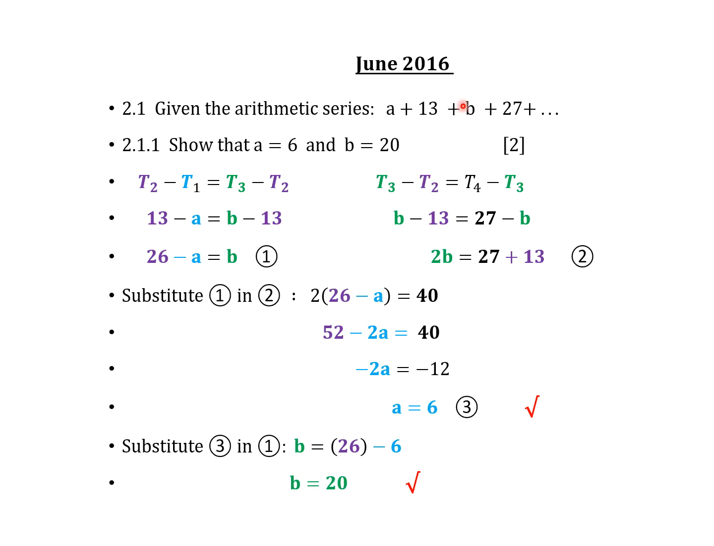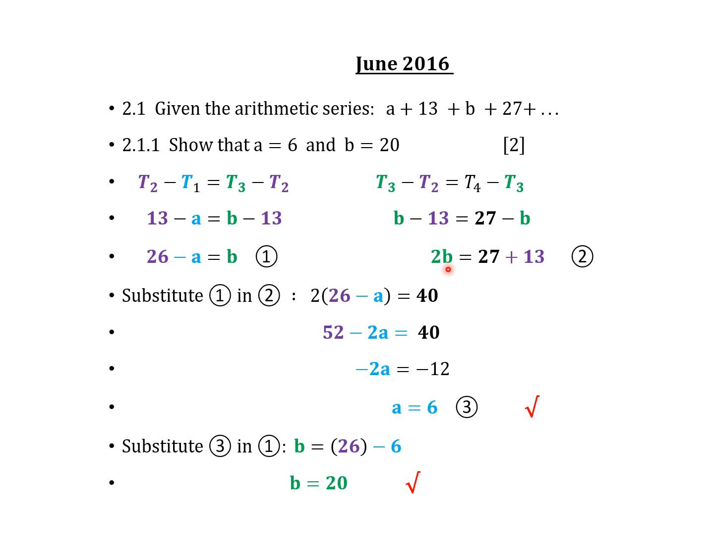Right, term 3 here is b, minus 13, which is term 2, equals term 4, 27 minus b. Right, minus b plus b gives me 2b. 27, if I take negative 13 over, would give me 40. So there I could have just said 40 divided by 2 and I would get b equals 20. Right, but we'll go via substitution.